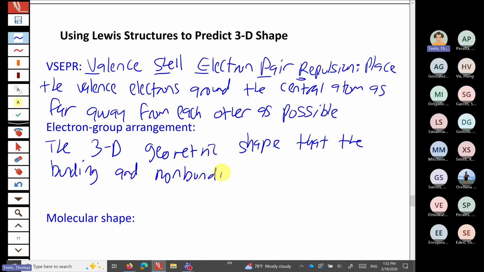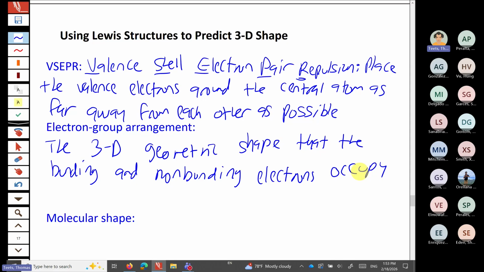Your center atom is going to have some number of bonds to the outer atoms, however many of those there are. And in many situations, although not always, the center atom could also have some non-bonding electrons, some lone pairs. The shape that all of those valence electrons occupy is referred to as the electron group arrangement. There are really only 5 possibilities that you'll have to know. Your center atom is going to have somewhere between 2 and 6 pairs of electrons around it, and that total number of electron pairs defines the electron group arrangement.